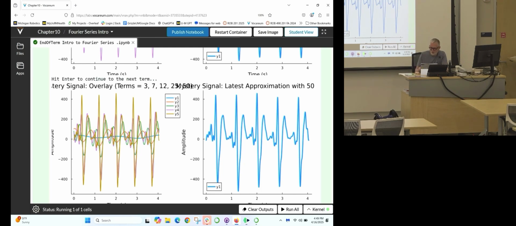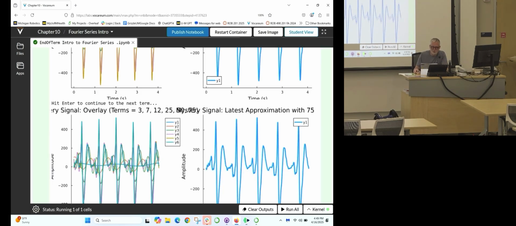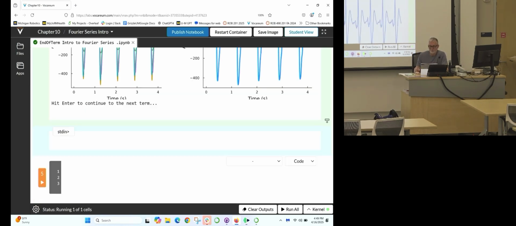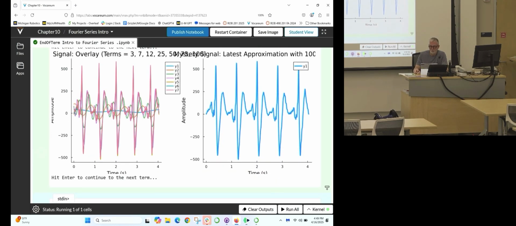Yeah, so that's the systolic heartbeat. So it's just showing you that it's not just toy signals like square waves and triangle waves. And this is done from data. So this is just data collected on a heartbeat. It's not a function, etc. And yeah, heartbeat.